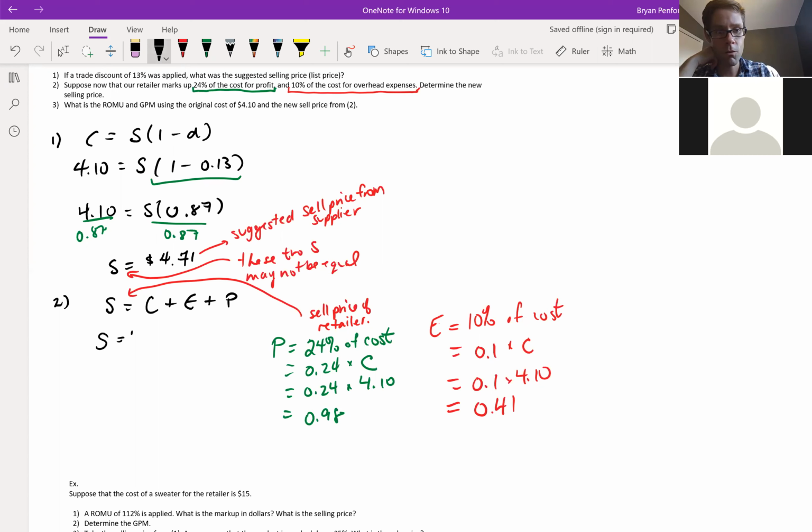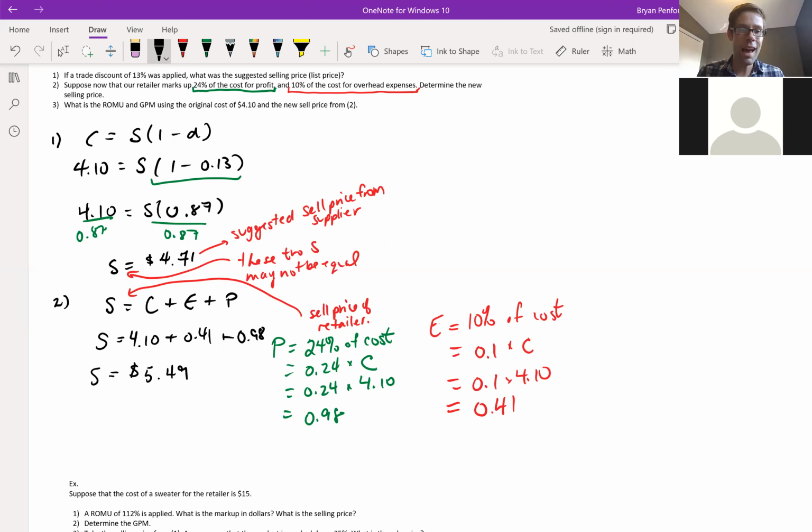Our selling price: we're going to start at $4.10. We're going to add to that 41 cents. That 41 cents is like our pocket of money we use for expenses. And then we're going to add the little pocket of money here, our 98 cents, to account for the profit. So this is all added together. The selling price that the business decides on is the sum of these numbers, which is $5.49.